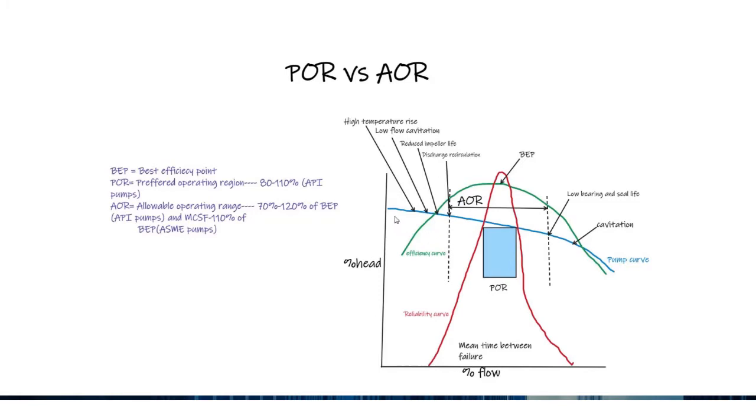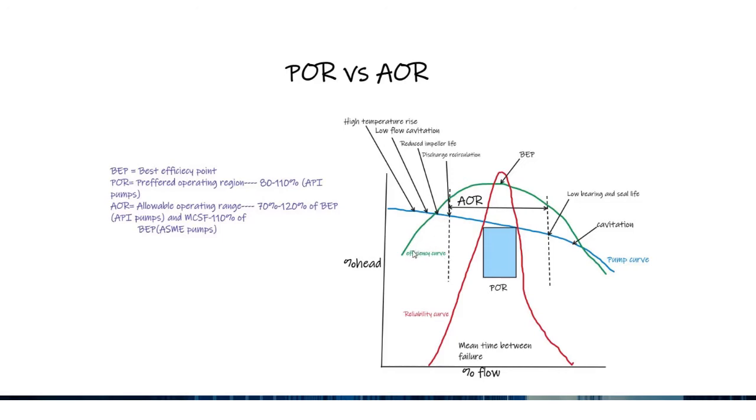You can see here the pump characteristic curve, which is the relation between the flow and head the pump produces. On this relationship, the blue curve is known as the pump curve, and it has an inverse relationship with respect to flow and head. You can see here when the flow is decreasing, the head produced by the pump is increasing.